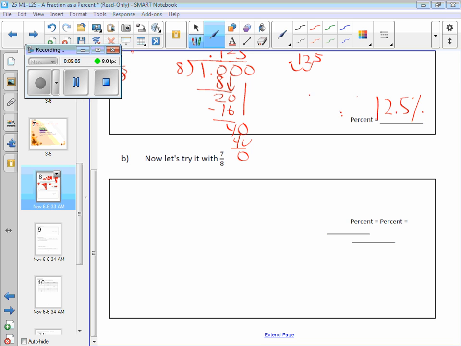Okay, so inside the house, who's outside the house? 8's outside the house and 7's in. Okay, remember 7's getting rained on, so 7's gonna go inside the house. And then 8 goes into 70. 8 goes into 70 8 times, and that gets you 64.